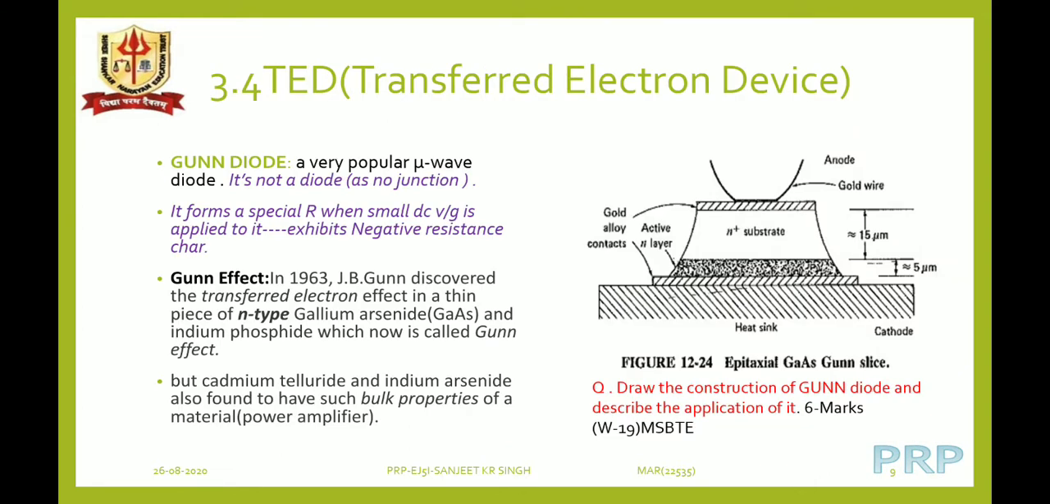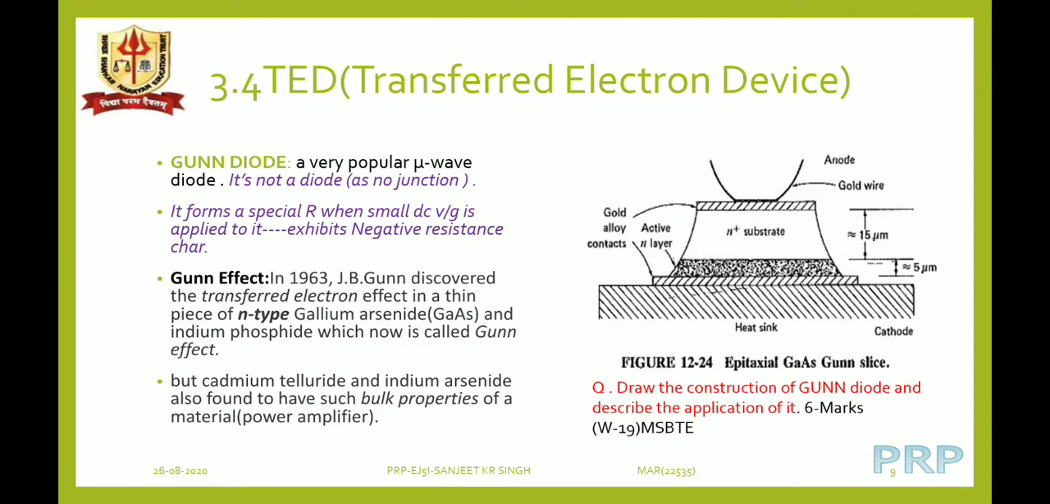Secondly, here we have the semiconductor device used for microwave applications, the transferred electron device, that is the Gunn diode. It is a very popular microwave diode, but it is not a diode in the usual sense because it does not have any junction like the conventional p-n junction we find in diodes. Moreover, it forms a special resistor when a small DC voltage is applied to it.